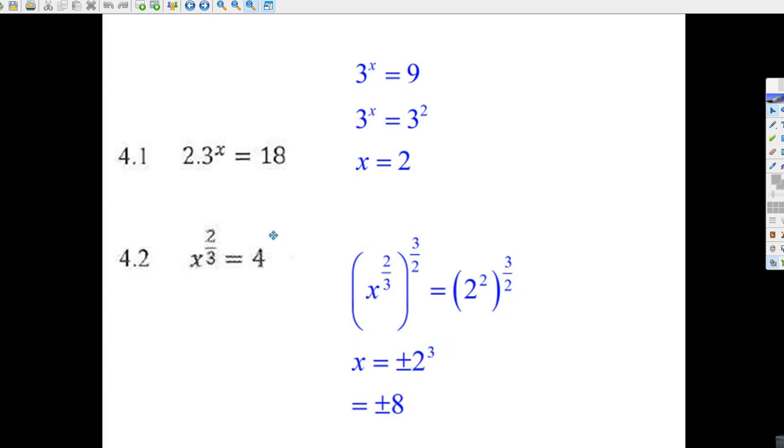8's your answer. But remember, if this is an even number, 2, 4, or 6, there are 2 things that will make it true. Plus or minus 8 is the solution.